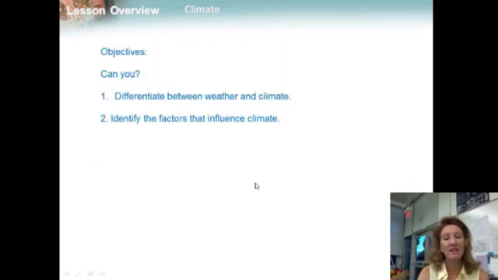So that was our quick lesson for today. Can you differentiate between weather and climate? And can you identify the factors that affect climate?